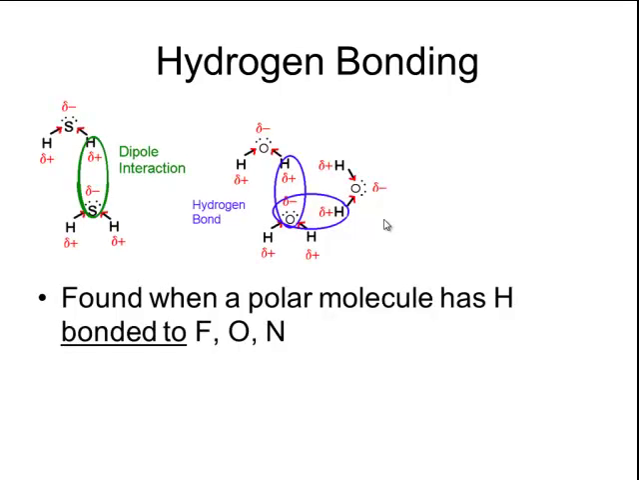The last type of intermolecular force is called a hydrogen bond. Now don't be confused by the wording. Even though it's called hydrogen bonding, it is not technically a chemical bond. A hydrogen bond is a type of intermolecular force between two different molecules, rather than being a chemical bond within the same molecule. Hydrogen bonding is found when a polar molecule has a hydrogen atom that is bonded directly to a fluorine, an oxygen, or a nitrogen.